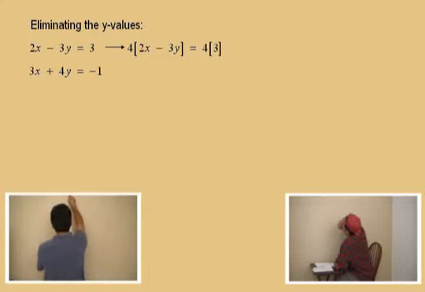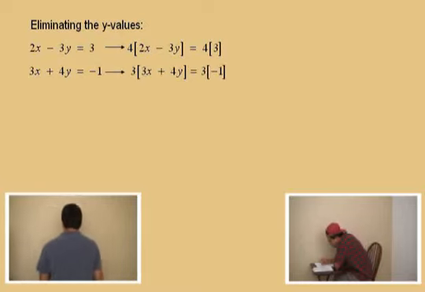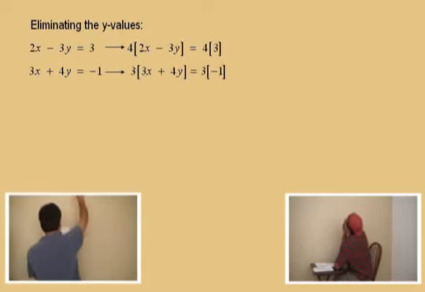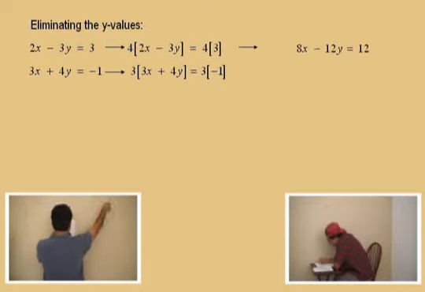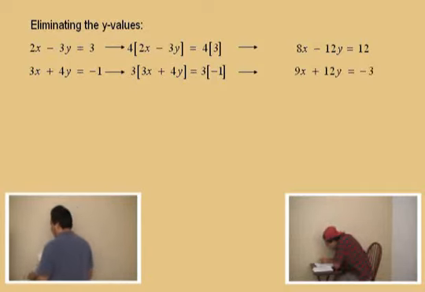Now, in our bottom equation, we have 4y's. So how am I going to make that 12y? We're going to multiply both sides of that equation by 3. Very nice, okay. Now, we do our distributive property. What do we get for the top equation, Charlie? 8x minus 12y equals 12. Very nice. 8x minus 12y equals 12. And the bottom equation becomes what? 9x plus 12y equals negative 3. Very nice, Charlie. There you go.